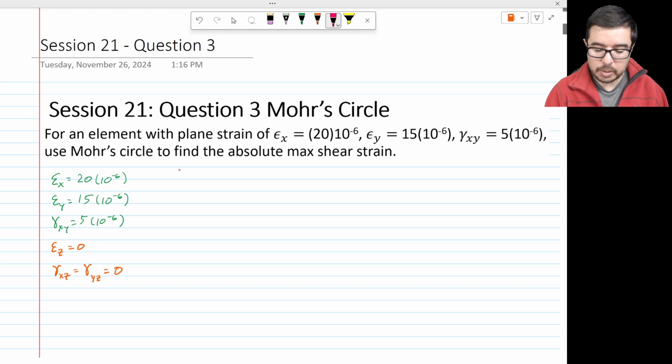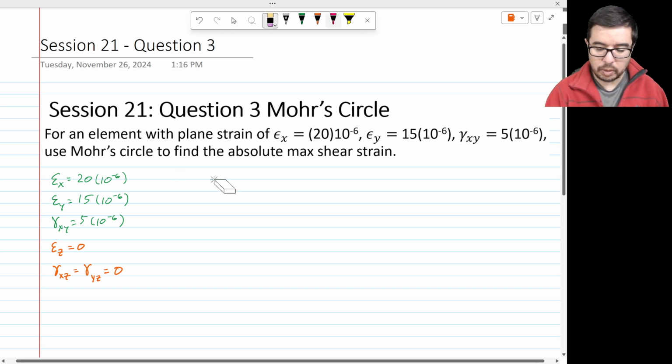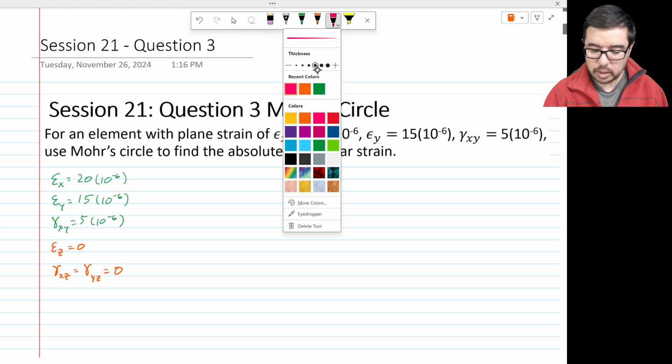that the epsilon, whoa, that's very thick. That's kind of fun. Let's go ahead and change that. Okay, maybe down to there, and let's do that.